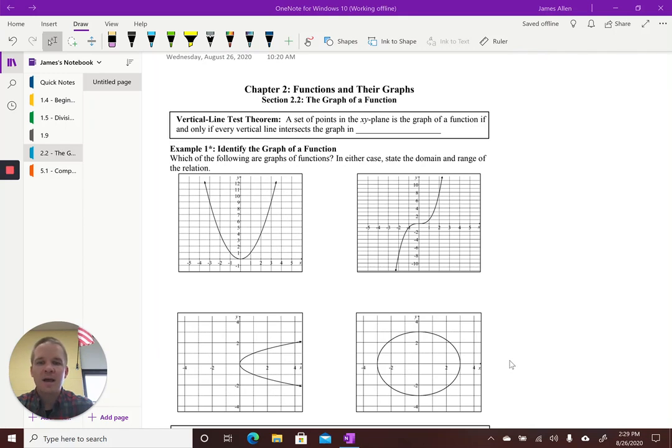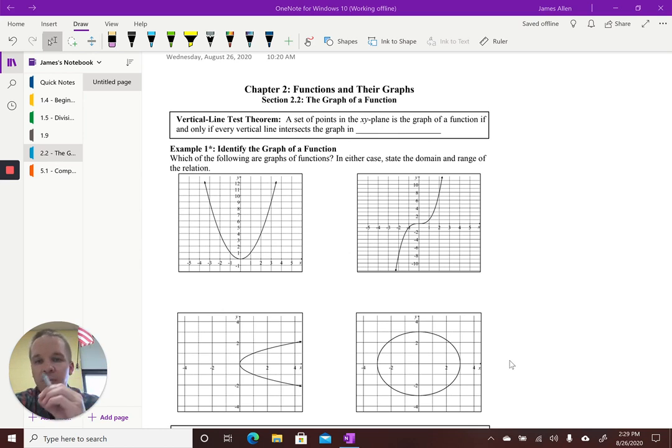All right, it's time for section 2.2. We're going to be talking about the graph of a function. We often spend so much time thinking about equations, we forget about the graphs that are associated with said equations. So we're going to be talking about the vertical line test here first, and that's going to help us determine whether or not something is a function.